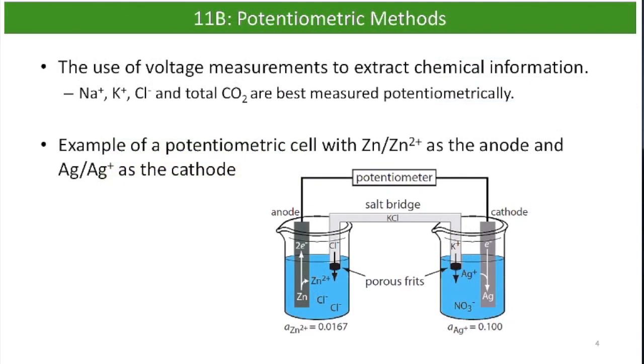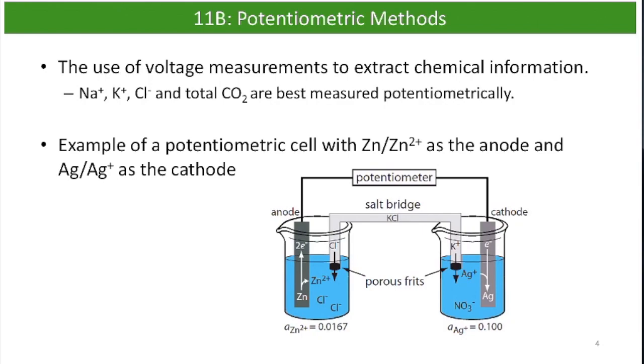So the use of voltage measurements to extract chemical information, such as those in the Chem 7 panel, are best measured by what's called potentiometry, or potentiometrically. So that just means using an electrochemical method to measure the potential. Another word for potential is voltage. So an example of a potentiometric cell with zinc and silver is given on the diagram below. So this is obviously something that you might set up in a lab and nothing that you would use to measure anything in a hospital setting.